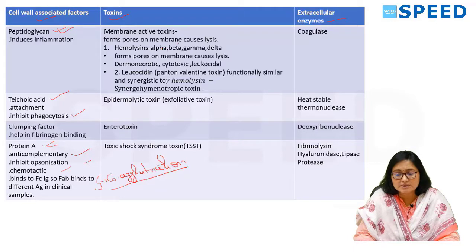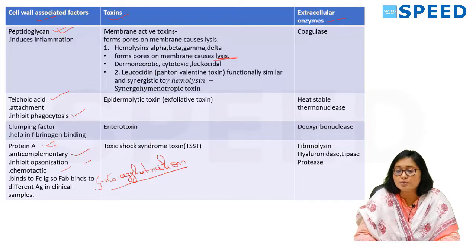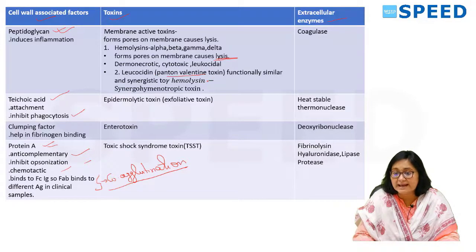What are the toxins you see in Staphylococcus? You have hemolysins, alpha, beta, gamma, delta hemolysins, which form pores in the cell and cause lysis of the cell. Then you have dermonecrotic, cytotoxic, leukocidal toxins. This leucocidin is also called Panton-Valentine toxin and it acts synergistically with gamma hemolysin. So gamma hemolysin and Panton-Valentine toxin act synergistically. These are called synergohymenotropic toxins.